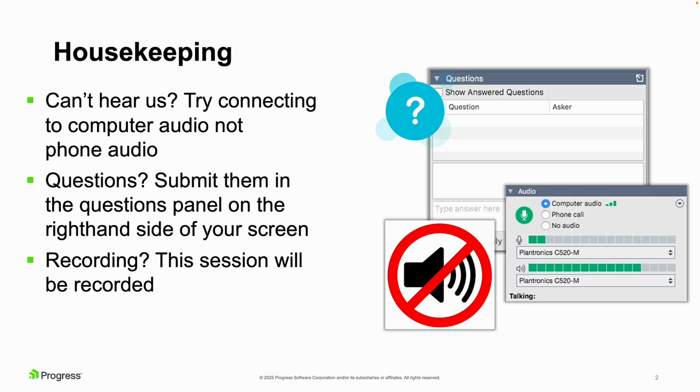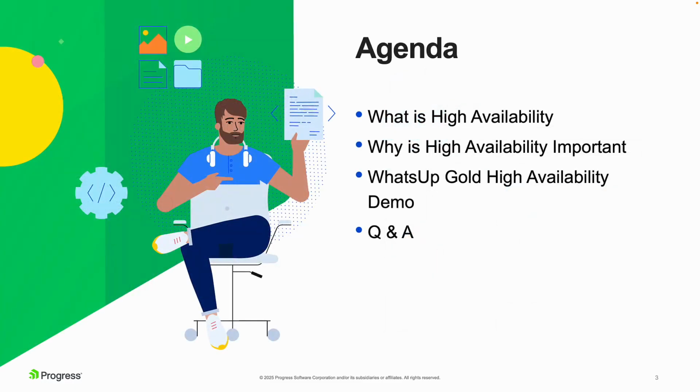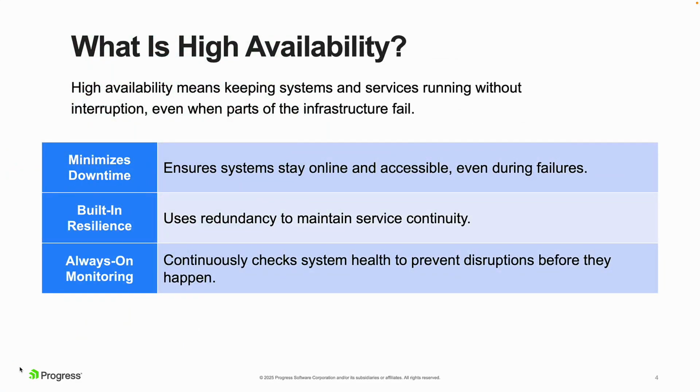So with that out of the way, I'll kick off today's session with a brief rundown of the agenda. I will be giving an overview of what high availability is as a concept, and why you should care about it. I'll then go through how it works within the WhatsUp Gold product itself. I'm going to keep that fairly brief, as I'll then be passing the floor across to my colleague Jason, who'll give a demonstration of WhatsUp Gold followed by a Q&A session. So let's start with the basics.